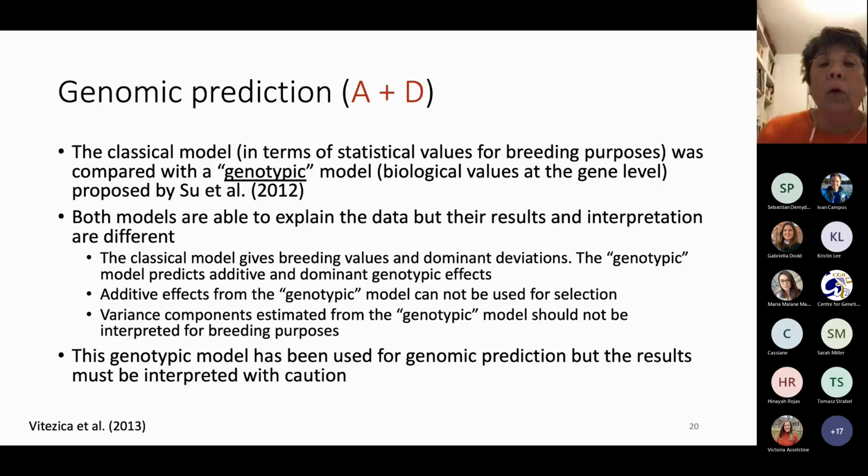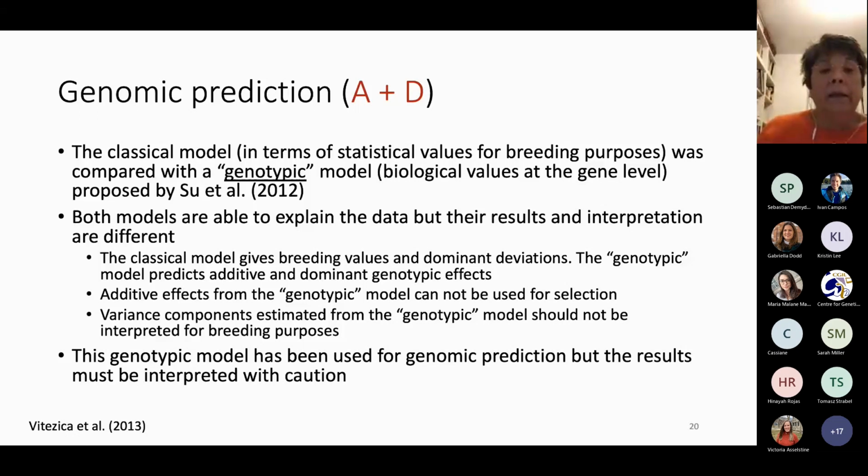But there is another model that was proposed by Su et al. in 2012. I call it a genotypic model, because in this model they use biological values at the gene level. Both models, the classical one, that is the model that you have in Falconer, and this one, are able to explain the data, but their results and interpretation are different. The classical model gives you breeding values and dominance deviation. The genotypic model predicts the additive and dominant genotypic value.